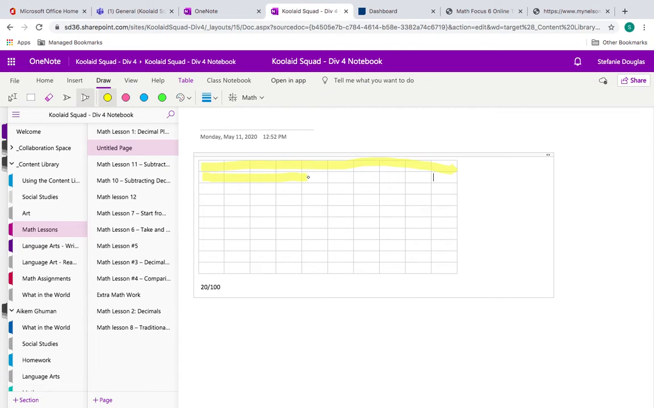And I'm just doing a quick job. It's okay if it's not straight. There we go. I have 2 rows, so I know that is 10 out of 20. There we are. So this would be a way to create your own grids within OneNote to complete those questions.